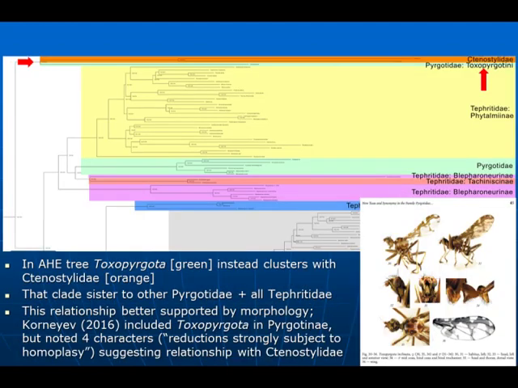In the AHE tree, however, Toxopyrgoda instead clusters with the Tenostylidae, and that clade is sister to all the other Pyrgodidae and all the Tephritidae. I think this relationship is probably better supported by morphology. Valeri continued to include Toxopyrgoda in the Pyrgodinae, but he also pointed out that there are a number of similarities between it and the Tenostylidae. So I think your option B is probably correct in this case.